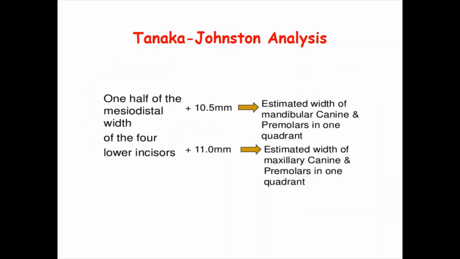The third type of analysis that we do in the mixed dentition analysis is Tanaka-Johnston analysis, where 1/2 of the mesiodistal width of the 4 mandibular incisors plus 10.5 mm gives us the estimated width of the mandibular canine and premolars in one quadrant, while the formula for the maxillary quadrant is 1/2 of the mesiodistal width of the 4 lower incisors plus 11 mm, which provides us with the estimated width of the maxillary canines and premolars in one quadrant.